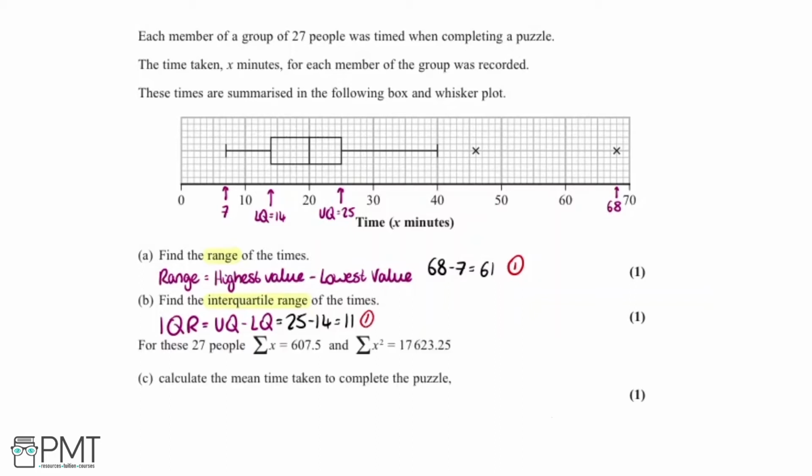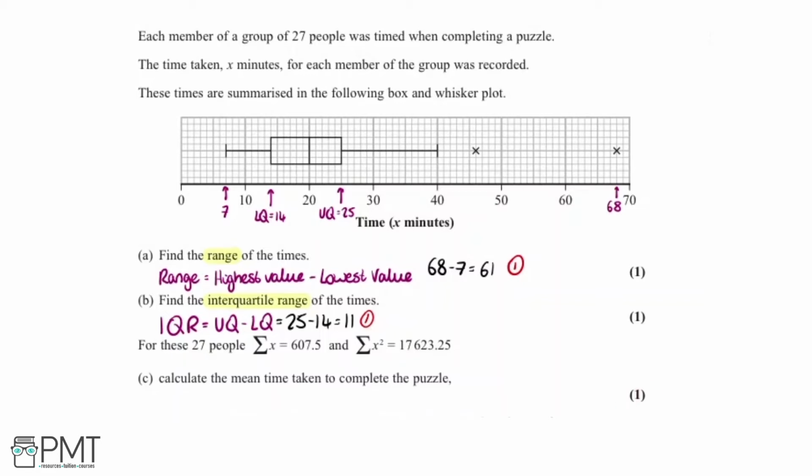Now for the next part, we're given some summary statistics. We're told that for 27 people, the summation of x is 607.5. The summation of x squared is 17,623.25. And part C says we need to calculate the mean time taken to complete the puzzle. And this is for 1 mark.